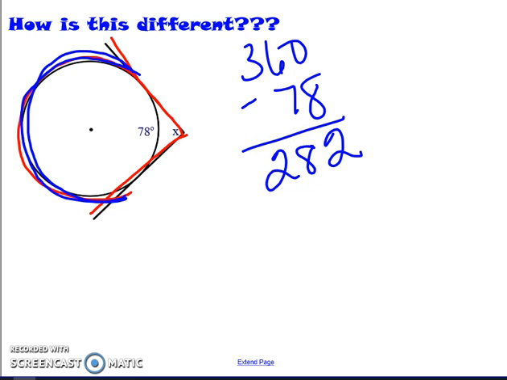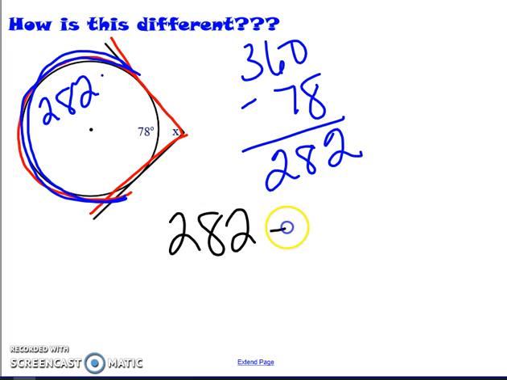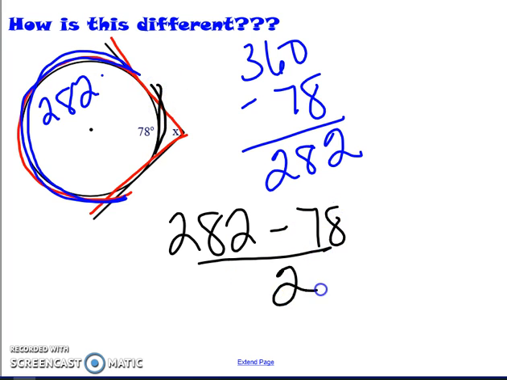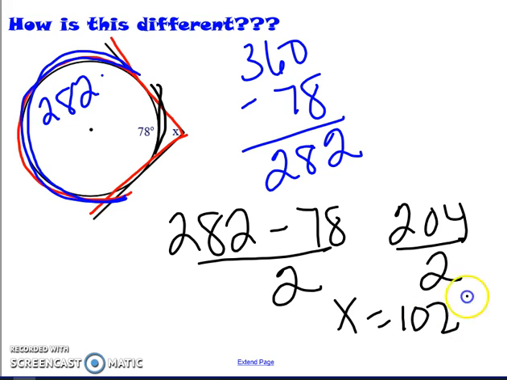282. But the 282, we have to keep track of what we just found. That was our major arc over here. Now we're going to take our big arc. So now we're going to take the 282 minus our small arc, which was the 78, and we're going to divide that by 2. So 282 minus 78 gives us 204 degrees. We're going to divide that by 2. So our angle is going to be 102 degrees.